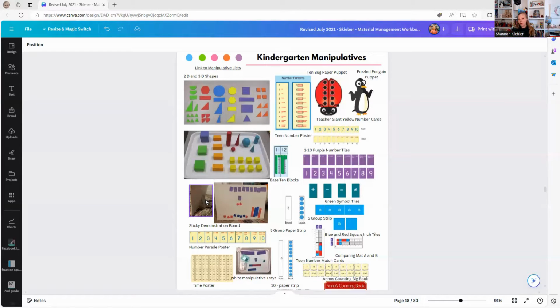And then I use about one page of those a year because you have several pages within that one board. So you can see that that's the intention of this here, so that you can model with your manipulatives. You get that sticky demonstration board.